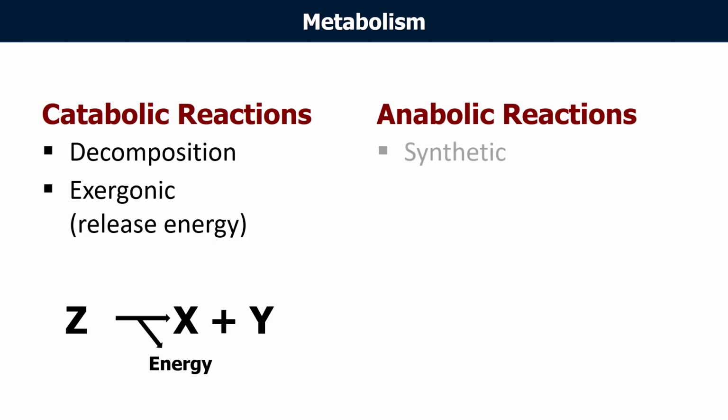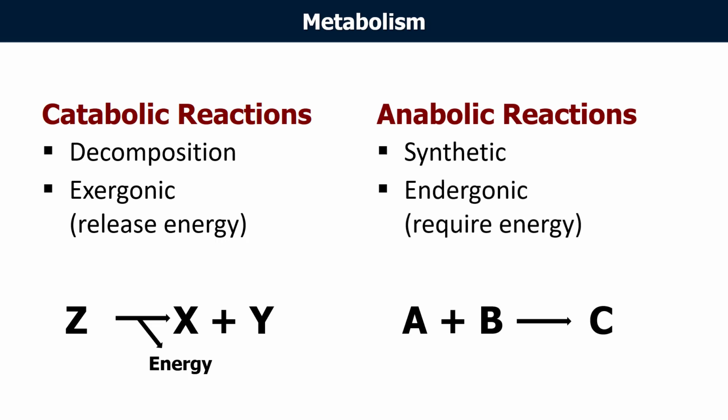Now, the other type of metabolic process going on in cells would be anabolic reactions, and these are sometimes thought of as synthetic reactions. So we're synthesizing, we're building, or we're forming something. Maybe we've got a substance A and B, and we want to combine them together to form C. Well, that means we have to build a bond between A and B to make C. And anytime you build a bond, you have to supply the energy to form that bond. And so these reactions are called endergonic because they require energy. Energy has to be supplied to make that process happen.